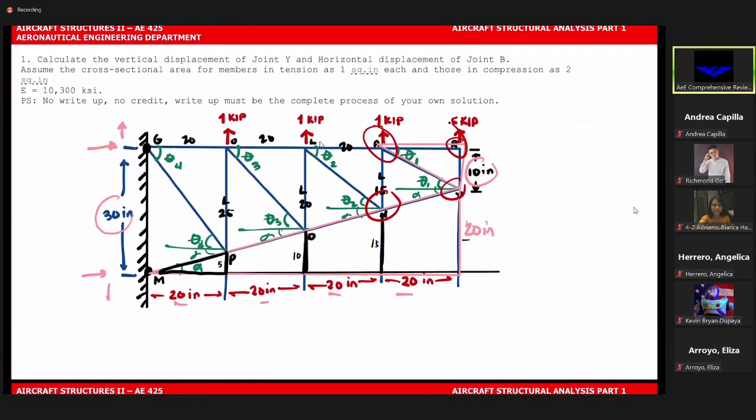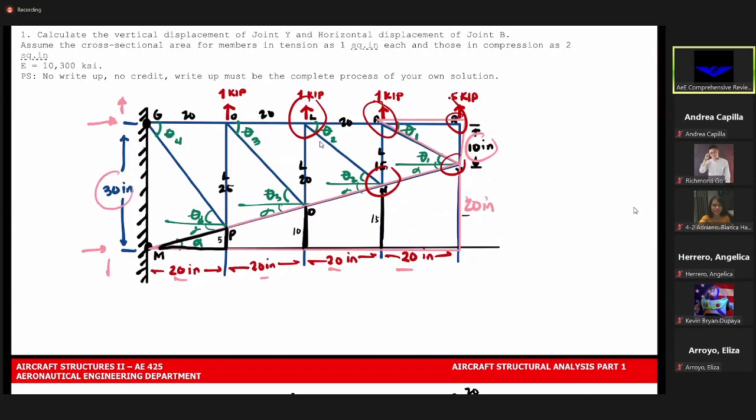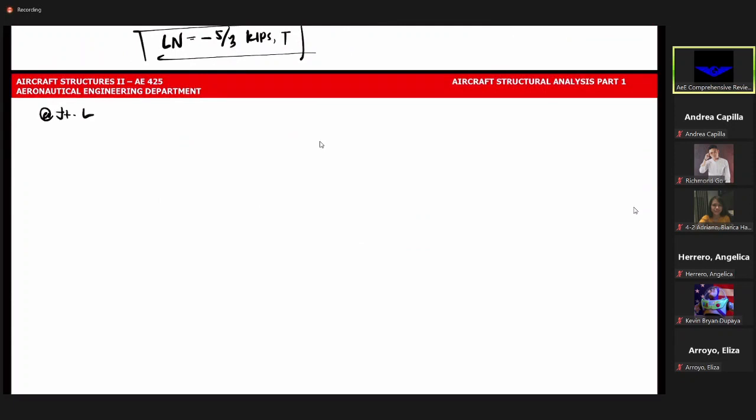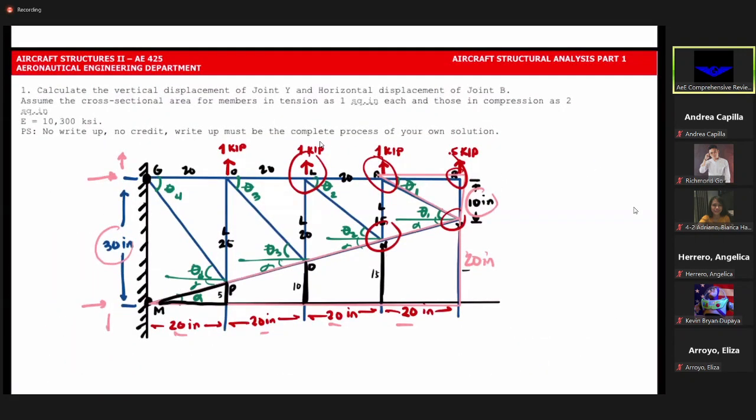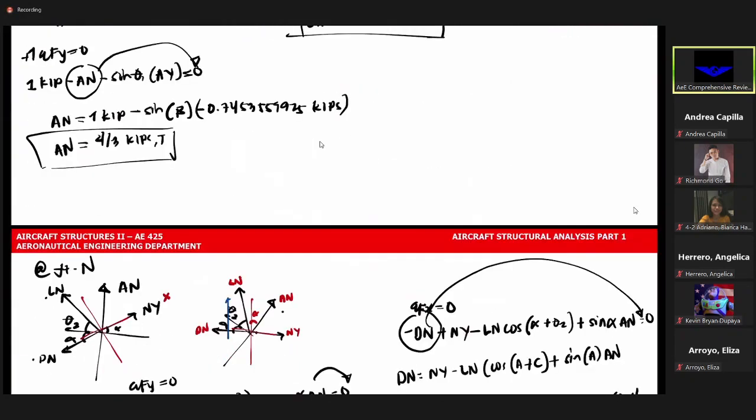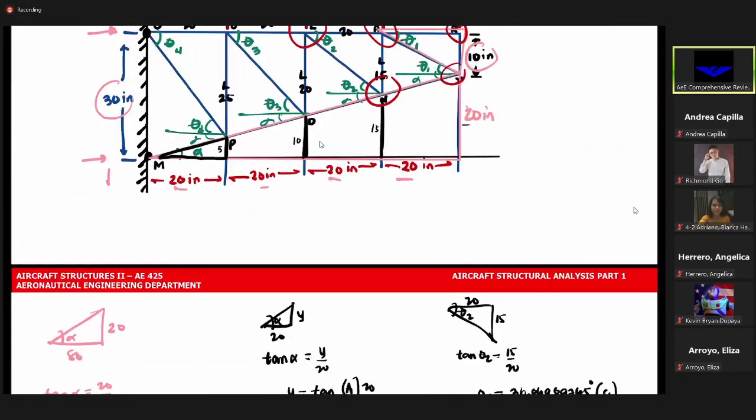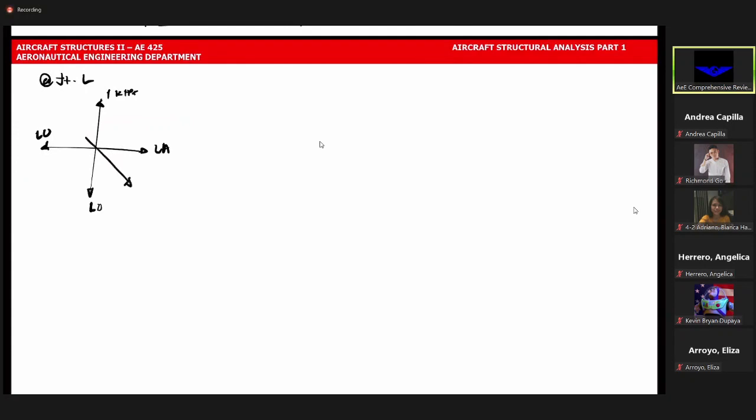After nun is yung L naman. Okay? So at joint L, meron tayong 1 kip. Okay? Meron tayong LA and that is O. So that is LA and OL. LA, LO, and then meron tayong LD and LN. So this is LD, this is LN.